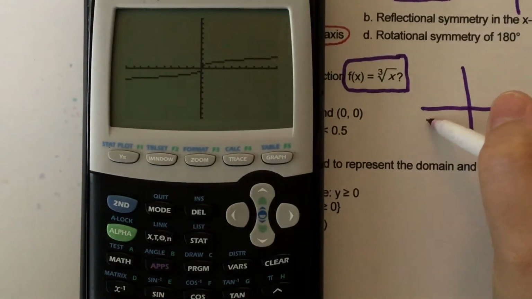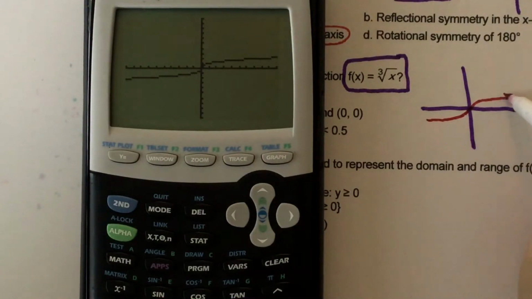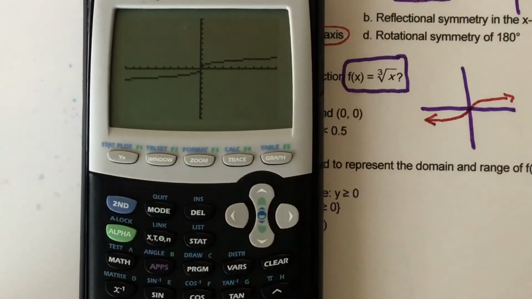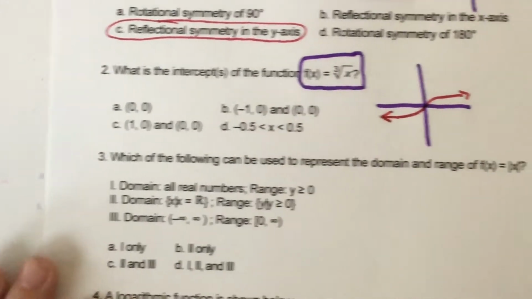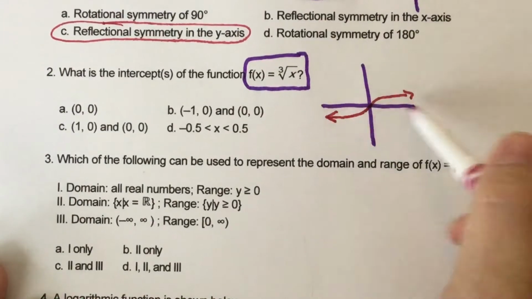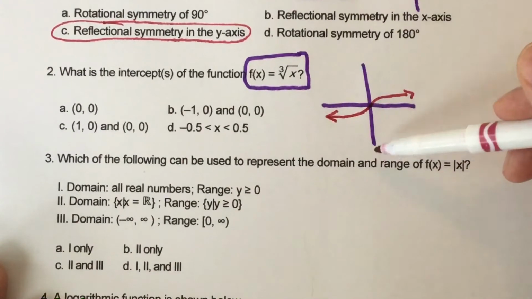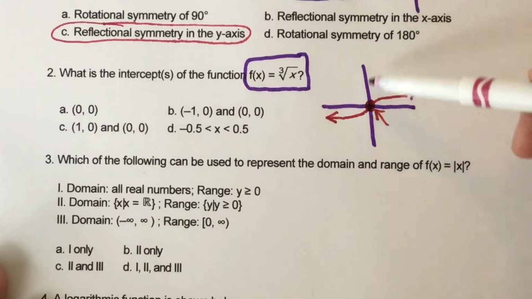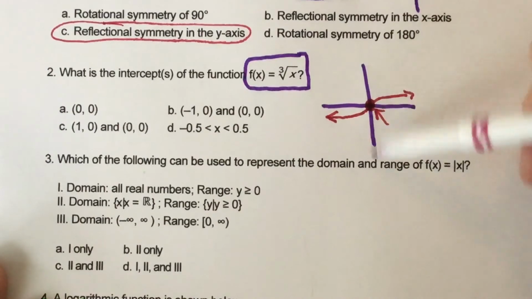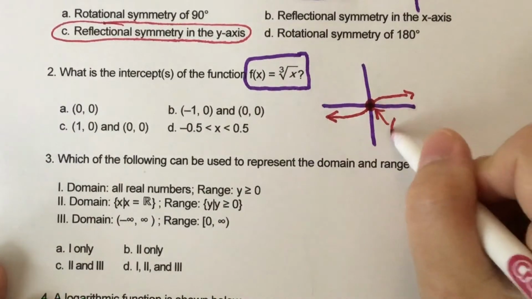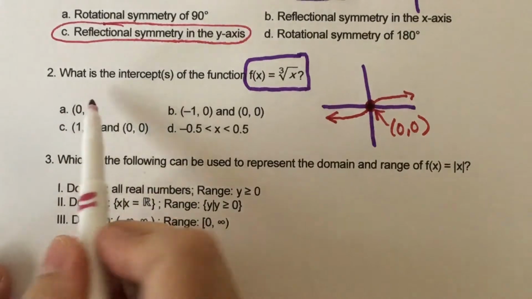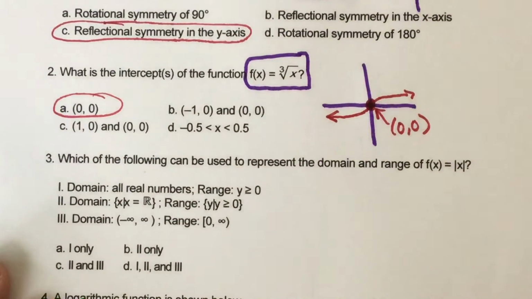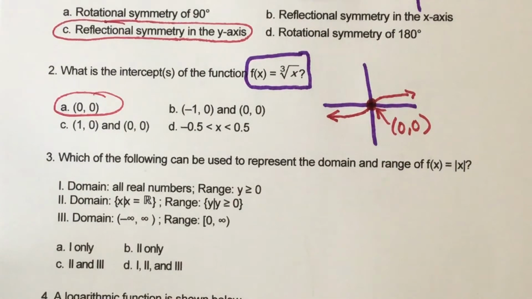Okay, so just a little rough sketch of it. It looks something like this. This is the graph I like to think of that looks like a snake, and it goes through 0, 0. So when it asks for the intercepts, it wants to know what's the x-intercept and what's the y-intercept. And this graph is touching the x-axis right here at 0, 0. And this graph is touching the y-axis right here also at 0, 0. So that is our x and y intercept. Which is true of many of the parent functions.